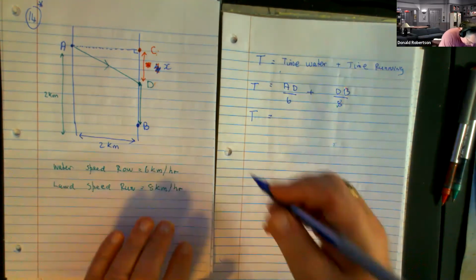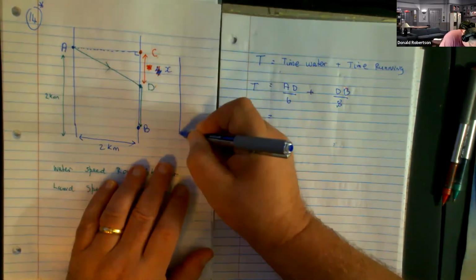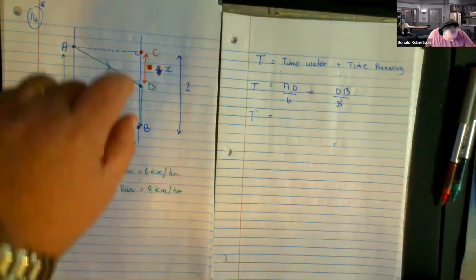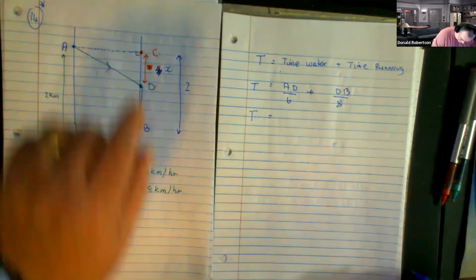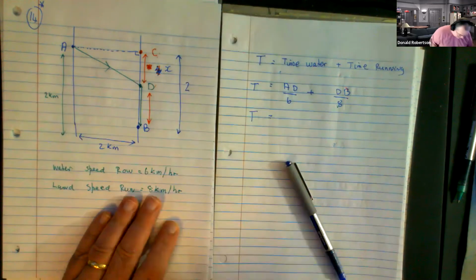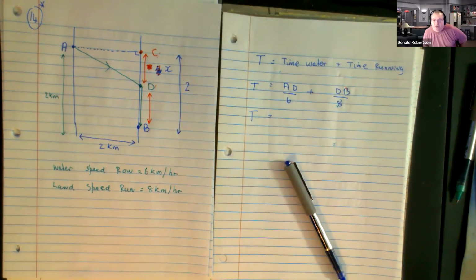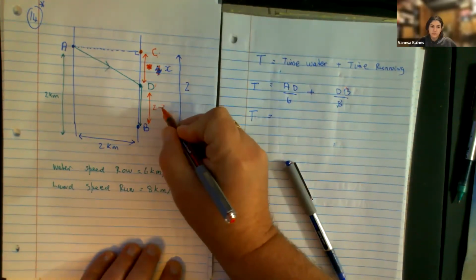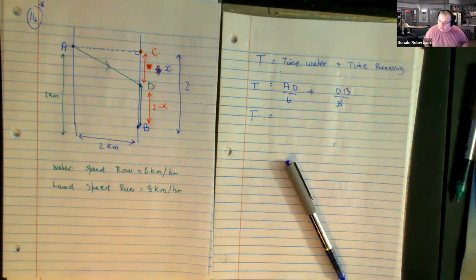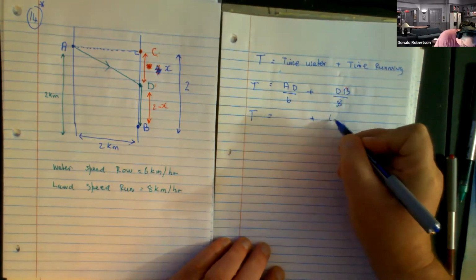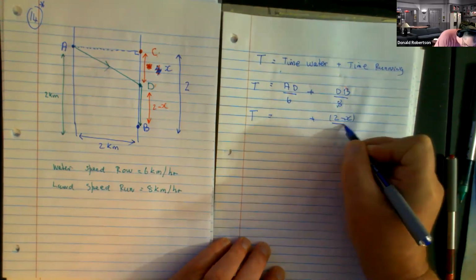Now, I'm going to add in some extra numbers here. If I call this distance x, what will this distance D to B be in terms of x? 2 minus x. You nailed it. So this guy is going to be 2 take away x over 8.